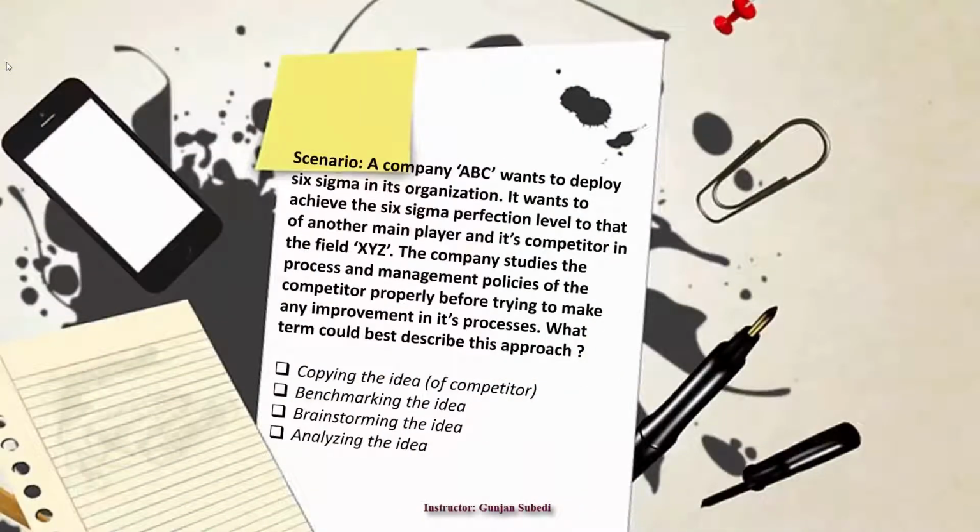Let's take the first scenario. A company ABC wants to deploy Six Sigma in its organization. It wants to achieve the Six Sigma level of perfection to that of another main player and its competitor in the field, XYZ. That means it wants to achieve the level of Six Sigma perfection equivalent or similar to XYZ. The company studies the process and management policies of the competitor properly before trying to make any improvements in its processes. What term could be best used to describe this approach?